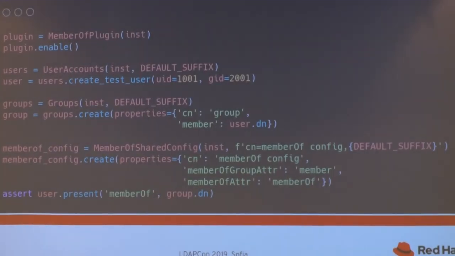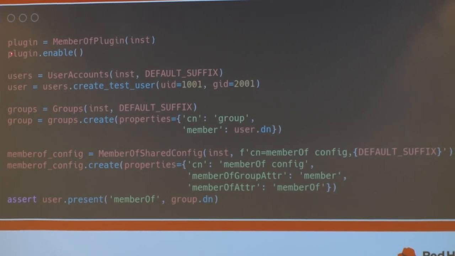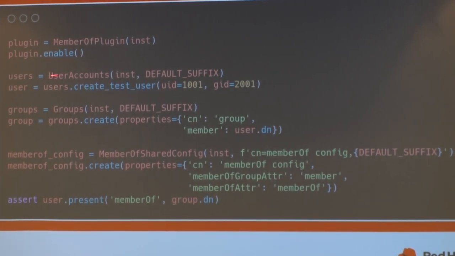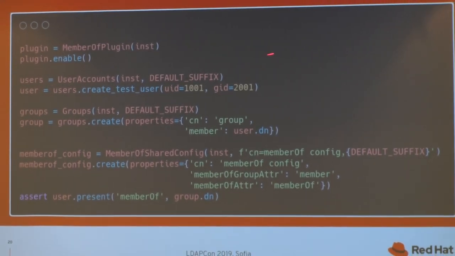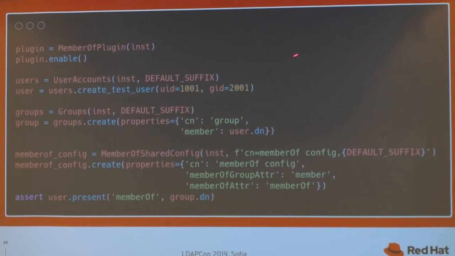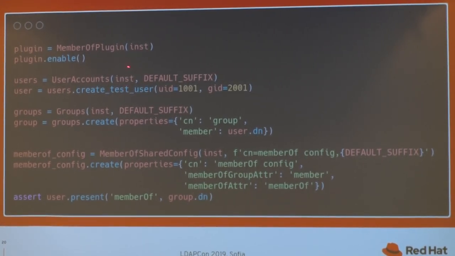So let me give you an example of this tool's usage. You have, for example, the memberOf plugin, and you enable this plugin. Then you create user accounts. First you define the instance of the plural object by supplying the instance connection, which should be an actually opened connection, and then the suffix where it belongs. It already includes the RDN of the organizational unit people, so it's predefined. You can define it additionally here if you want, or set it to none.